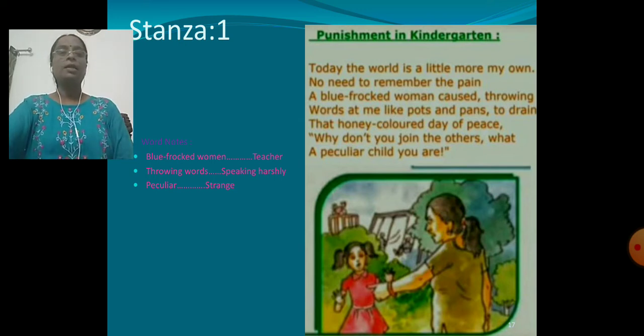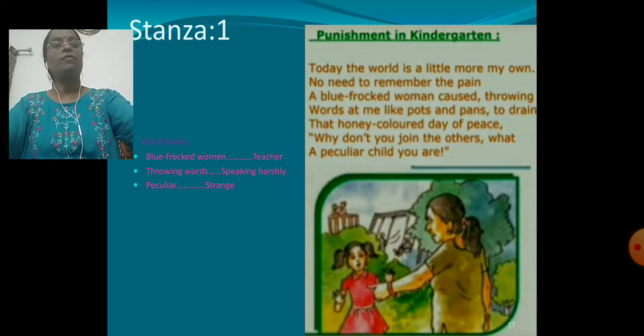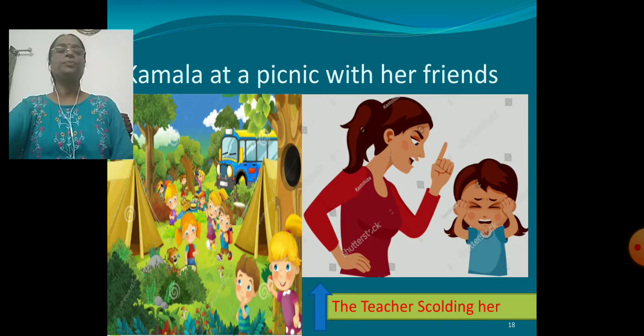In this slide, I have also given you the word notes. You can see in the pink words, blue-frocked woman. This phrase is particularly used for the teacher. Throwing words means speaking very harshly. And peculiar means very strange.